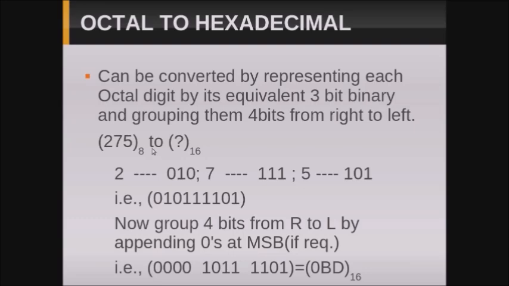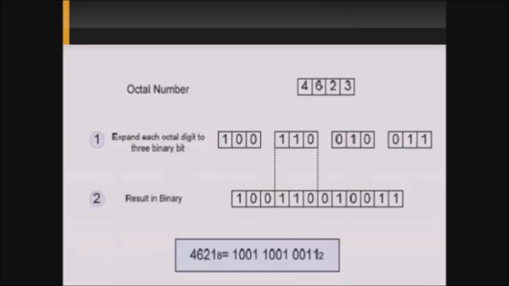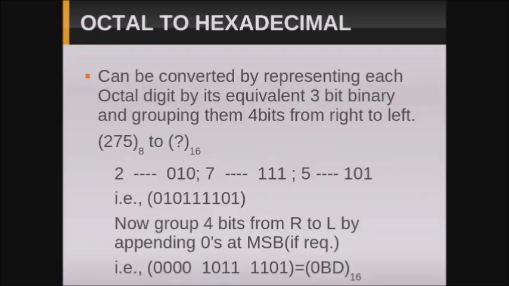It can be converted by representing each octal digit by its equivalent 3-bit binary and grouping them 4 bits from right to left. So we have to represent each and every octal digit in 3 bits form as we have done. But we have to group them in 4 bits form from right to left, which is nothing but LSB to MSB. It is a similar operation to what we have done for octal to binary, but here we have to group 4 bits. So we'll see an example here.